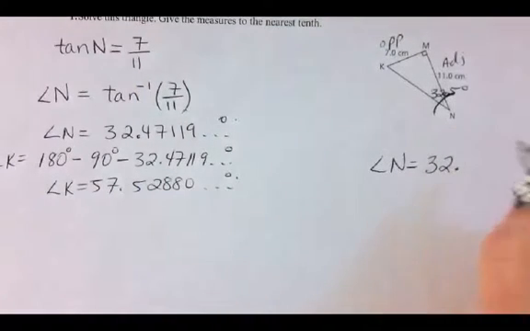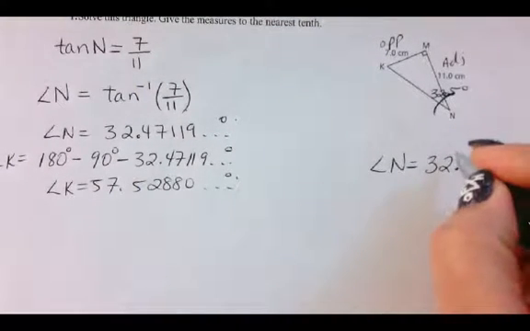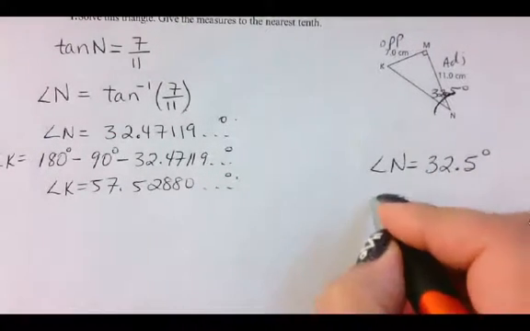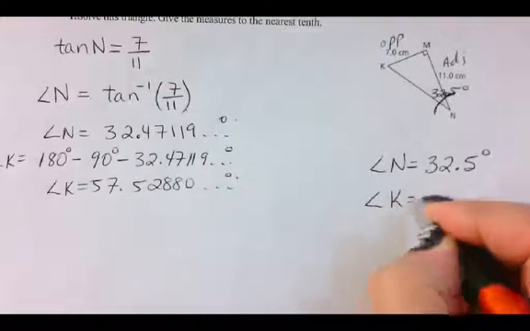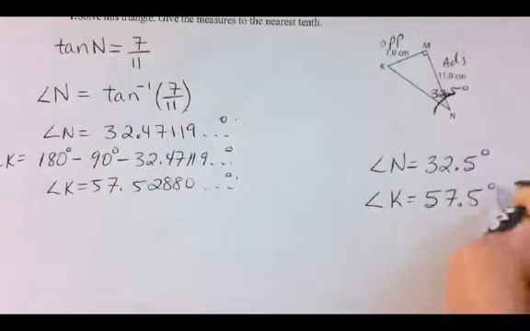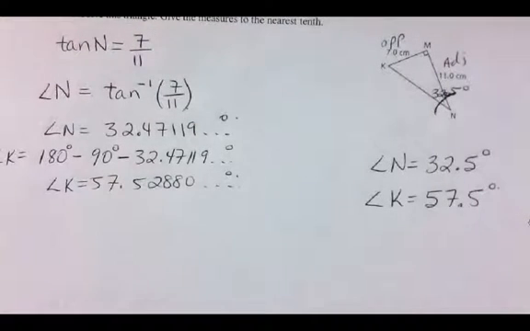Okay, so let's nicely on the side here write out angle N is equal to 32 point, rounding to one decimal place, 5, and then make sure you have a degree. Angle K is 57.5 degrees. All right, so those are my two angles. What do I still need to figure out?